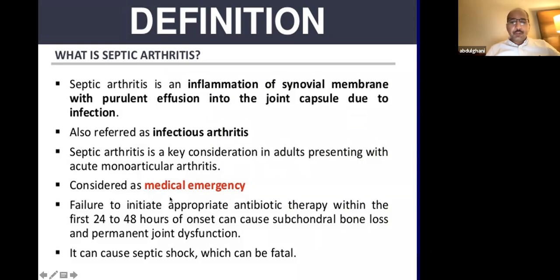And if we are not able to treat it aggressively within 24 to 48 hours by drainage and appropriate antibiotics, it can cause permanent dysfunction of the joint, especially by damaging the subchondral bone. At times, it can be really fatal as well. So we have to be careful that we manage it very aggressively.